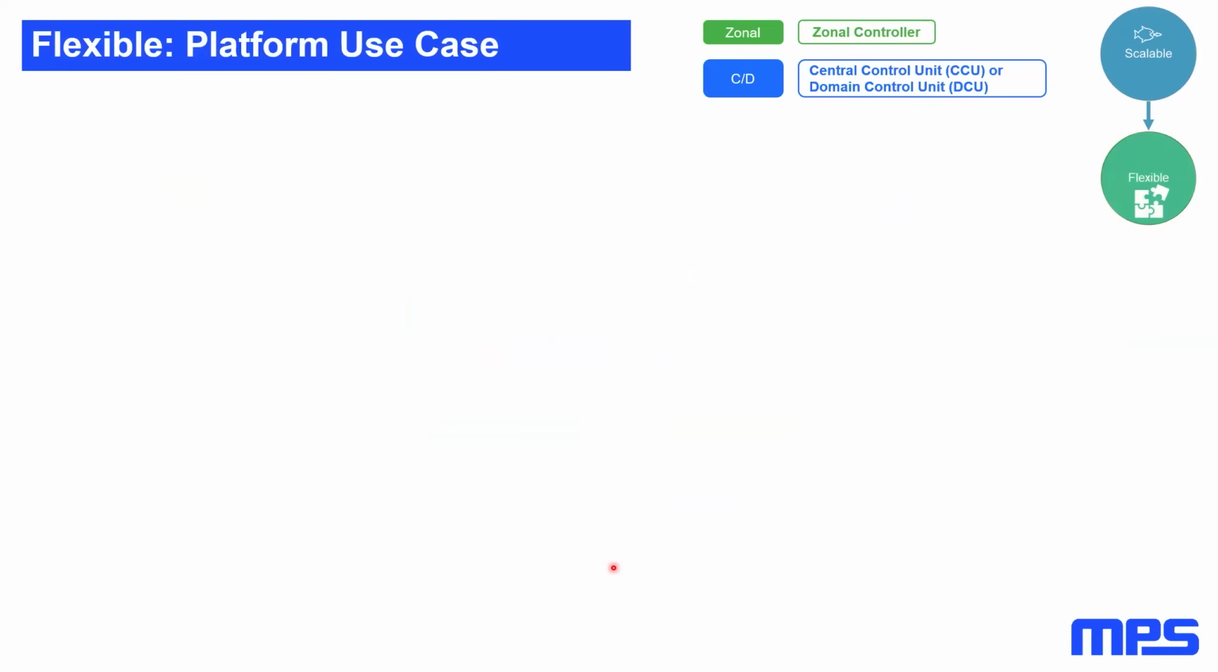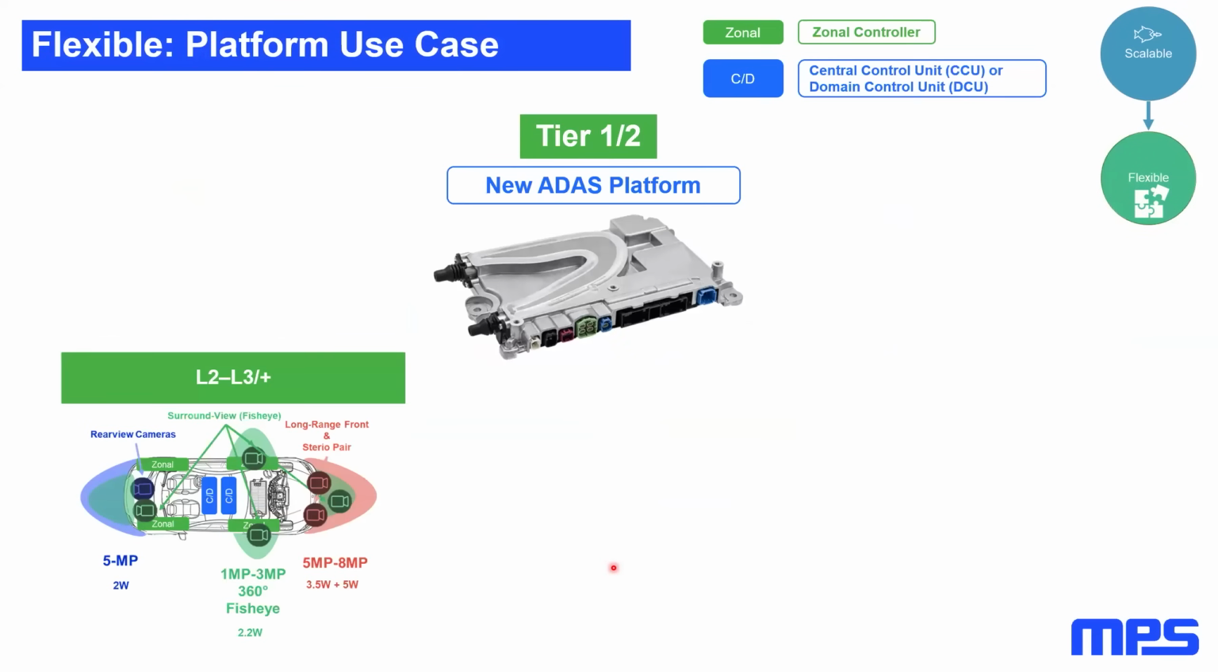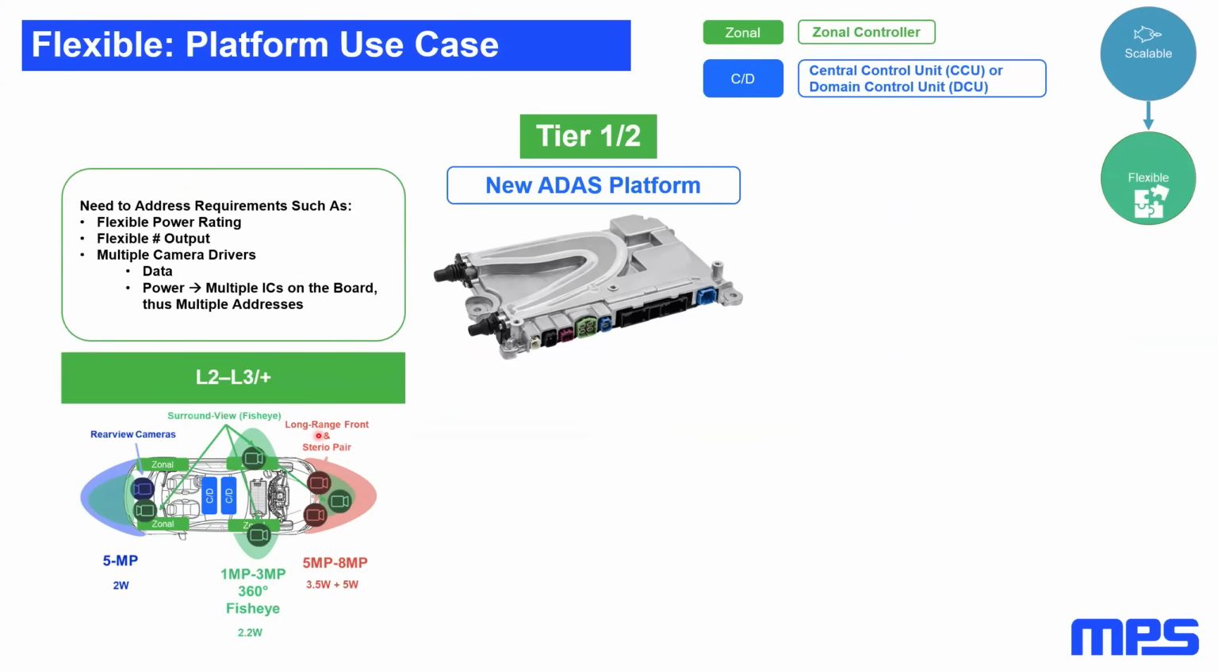Let's move to flexibility. Imagine you are a Tier 1 and you need to develop a new ADAS platform. This ADAS platform needs to address the L2 plus, L3 objective, in addition to the new zonal approach that is coupled with the software-defined vehicle. And we need to satisfy some requirements. First, the flexible power rating, by having the possibility to update the current easily, but also in a fast way. So the SDV needs to be somewhere here.